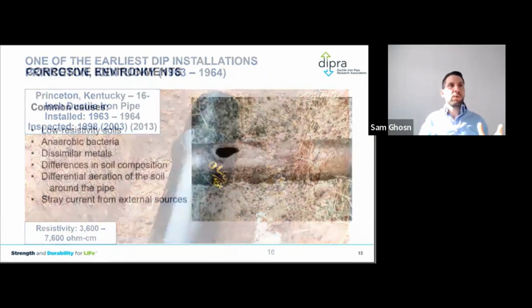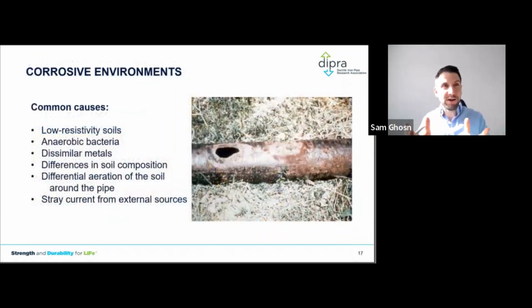Okay, however, we have other cases where we see a blowout hole in a corrosive environment. What we define as those environments: low resistivity soils, high anaerobic bacteria, dissimilar metals. You may have swamps with fluctuating water table, salt water, stray current from external sources. Those are very rare, but they happen too. When a current jumps on ductile iron pipe from an existing natural gas line and leaves ductile iron pipe on another end, it will take metal with it. So we need to understand what caused that corrosion.